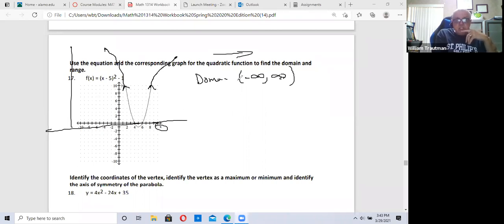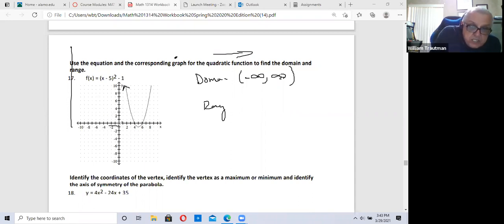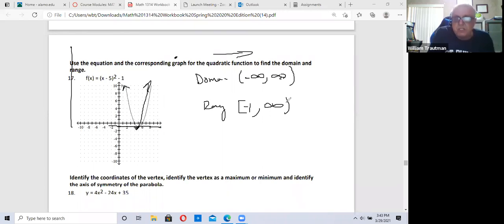Now range is what can y equal. What is my lowest y value? Lowest y value right here at -1. It's hard to see, but you are touching -1. And then the highest y value goes all the way up to infinity. You can never touch infinity, so you always have parentheses. This is the domain and range of this function.